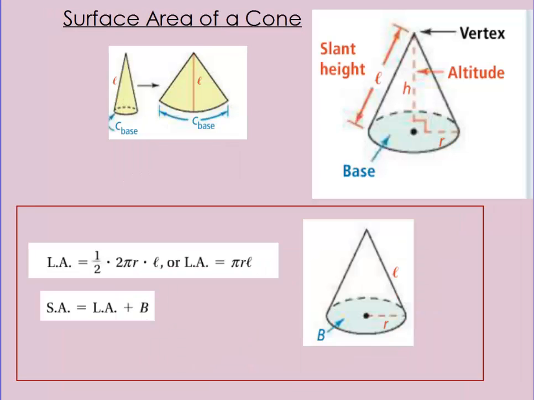Next one, surface area of the cone. So a cone, again, will have a slant height, and you're going to have an altitude H, and it will have a vertex, and there's a base of a cone.